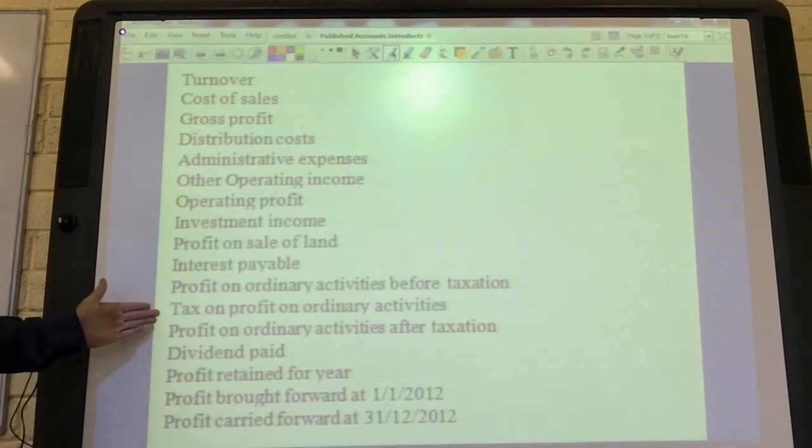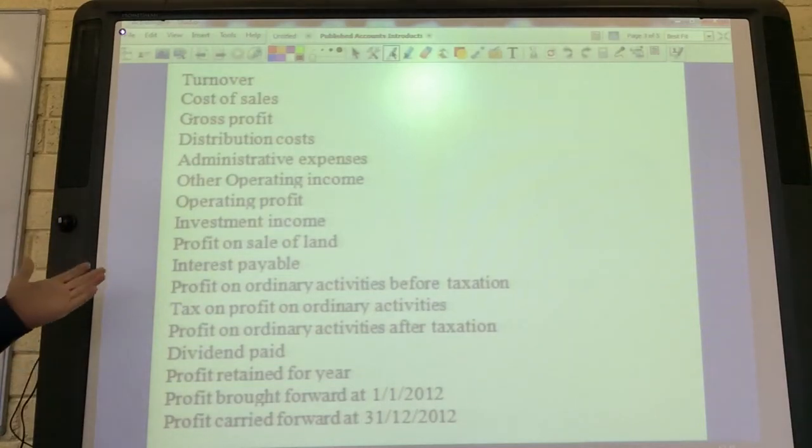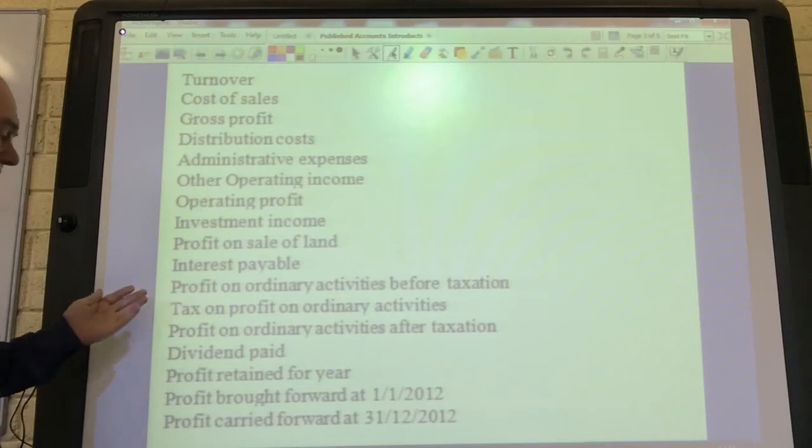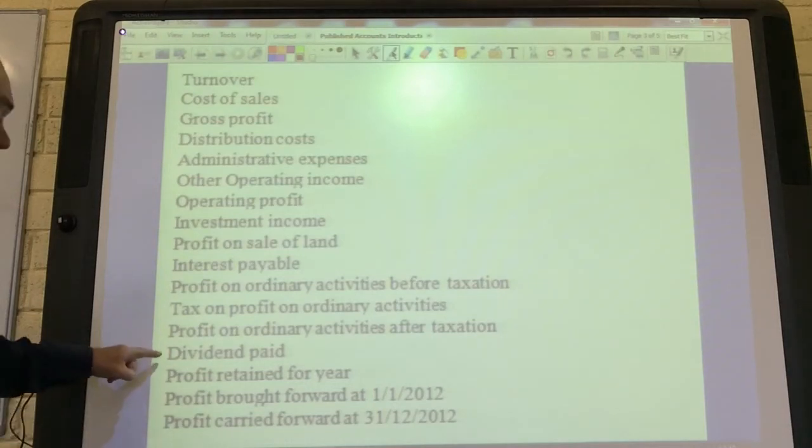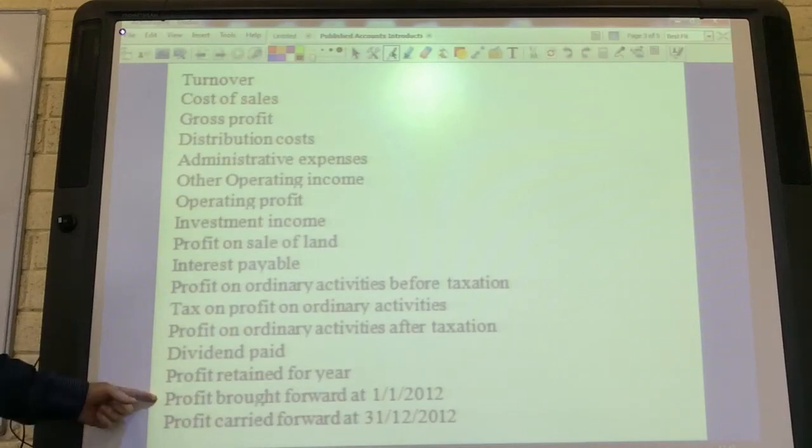We're not talking about VAT or PRSI or PAYE or any of the other taxes like universal social charge. No, none of that. It's simply the tax on the company's profits. One figure for that is taken away from your profit to give you profit on ordinary activities after tax. And then a single figure for all the dividends paid. That gives you your retained earnings, your profit retained for the year, to which we add in the profit left over from last year to get our profits carried forward at the end of the year.